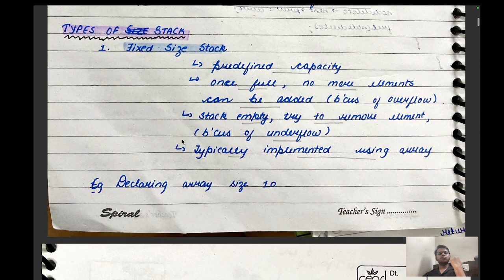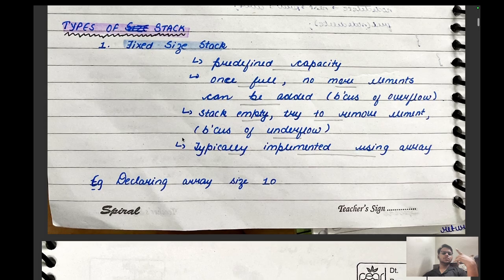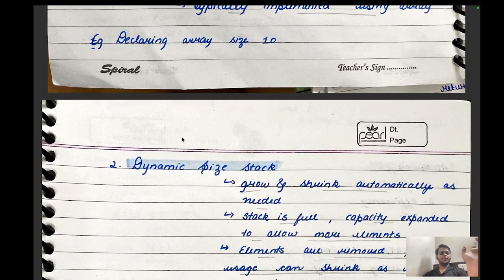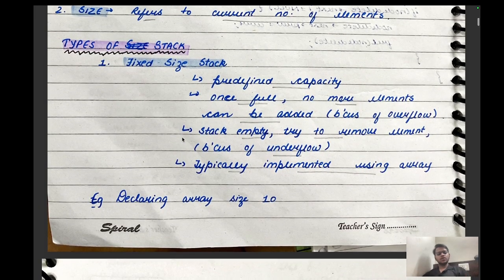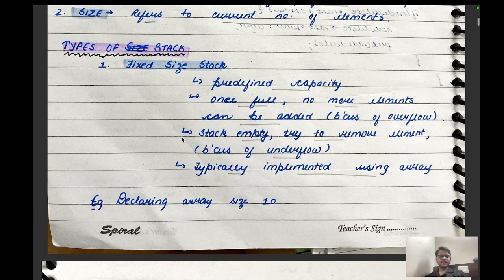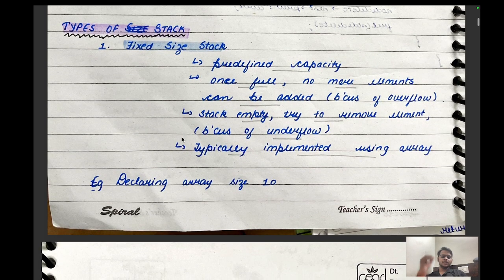So we have given types of stack. Basically, we have two types of stack that I already described in my introduction in the last video. The first one is the fixed size stack, and the second one is the dynamic size stack. So what is the fixed size stack? The fixed size stack has a predefined capacity. Once full, no more elements can be added. If the stack is empty and you try to remove an element, it causes underflow.